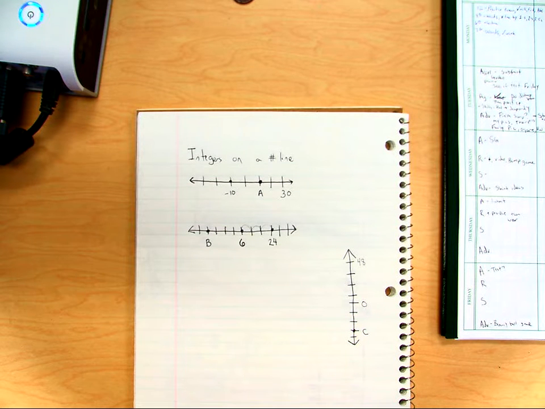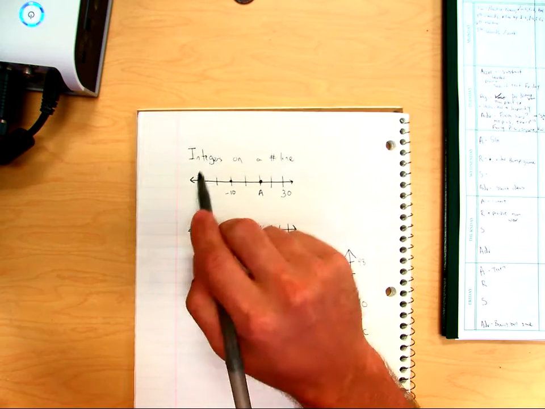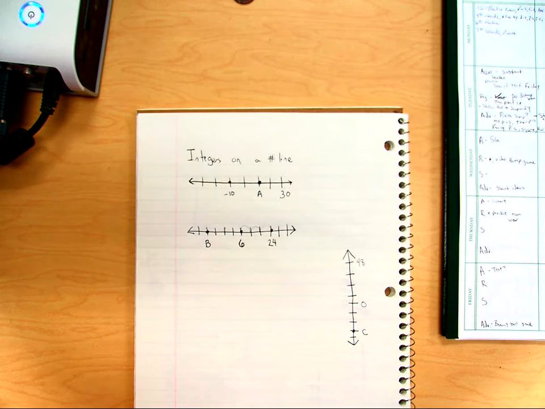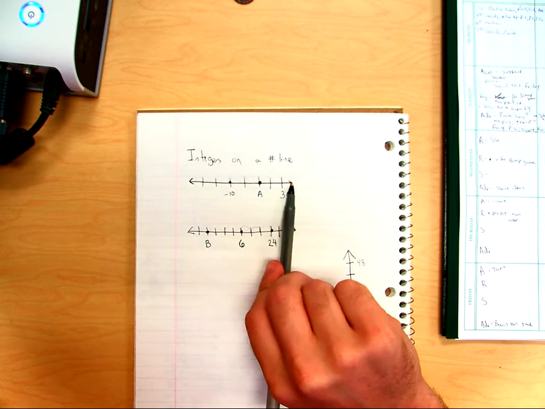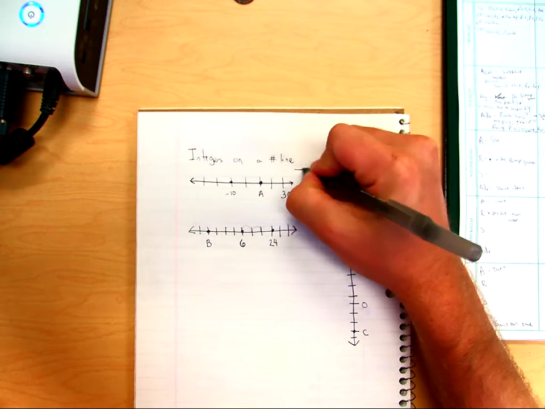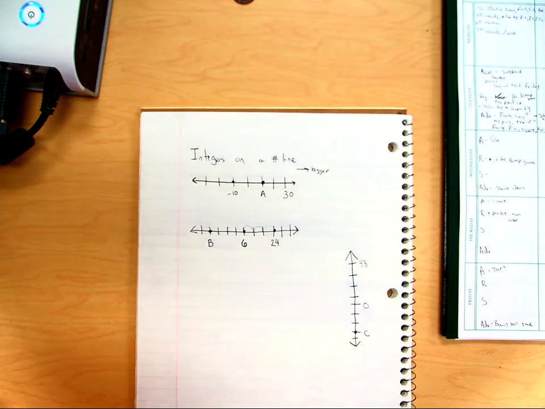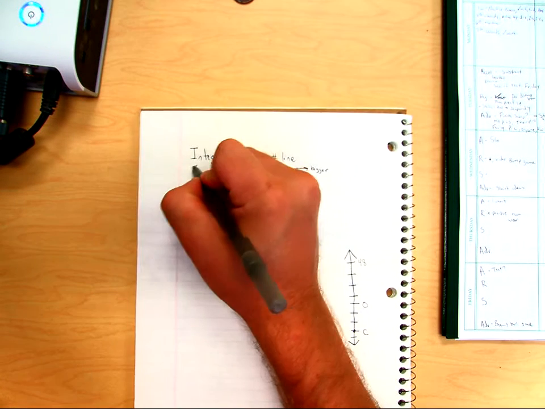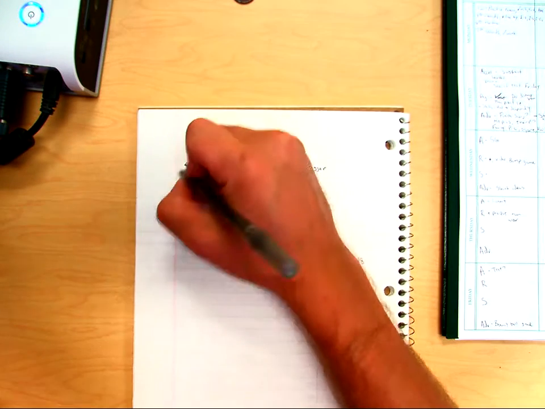So today we're going to look at placing integers on a number line. Integers are positive and negative whole numbers. A couple things: as we move to the right, the numbers are getting bigger. So as we go this way, they're getting bigger or larger. As we move to the left, they're going to be smaller.